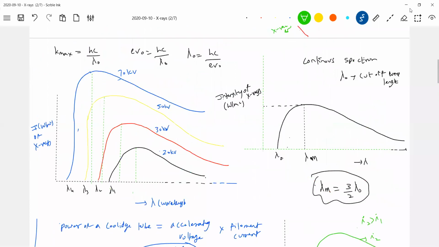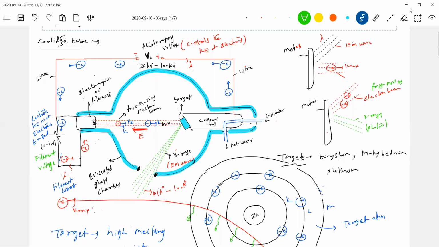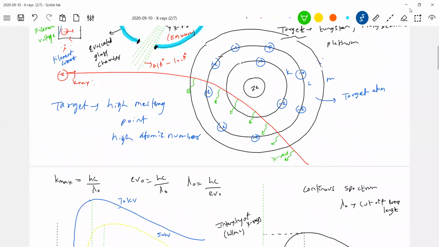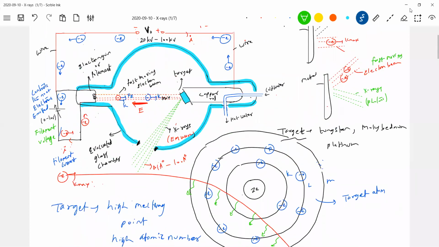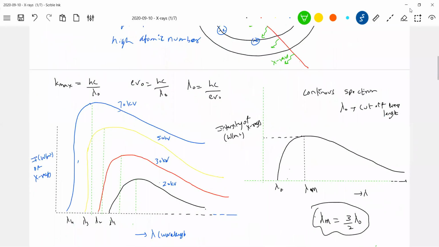And next, by varying the accelerating potential. If I increase V naught, then what do I increase? I'll increase the kinetic energy of all the electrons. Then look at this one: as you increase the accelerating potential, tell me what will happen to the wavelength of all the photons? It will decrease. So shall I say more energetic X-rays?